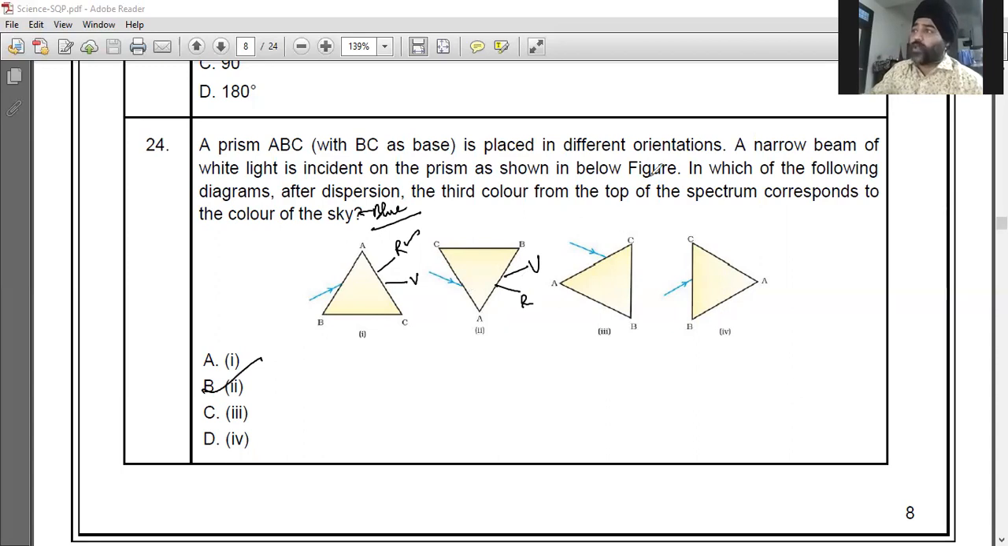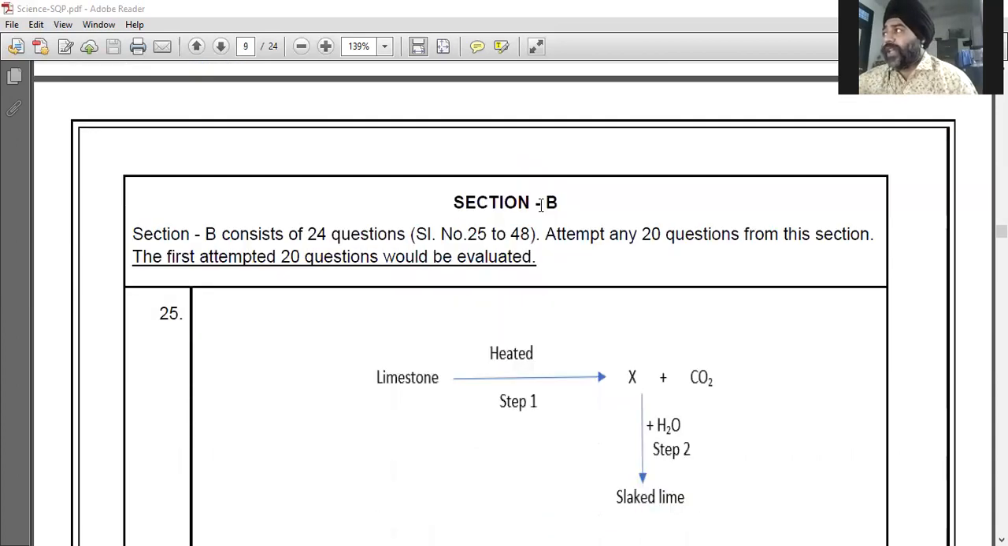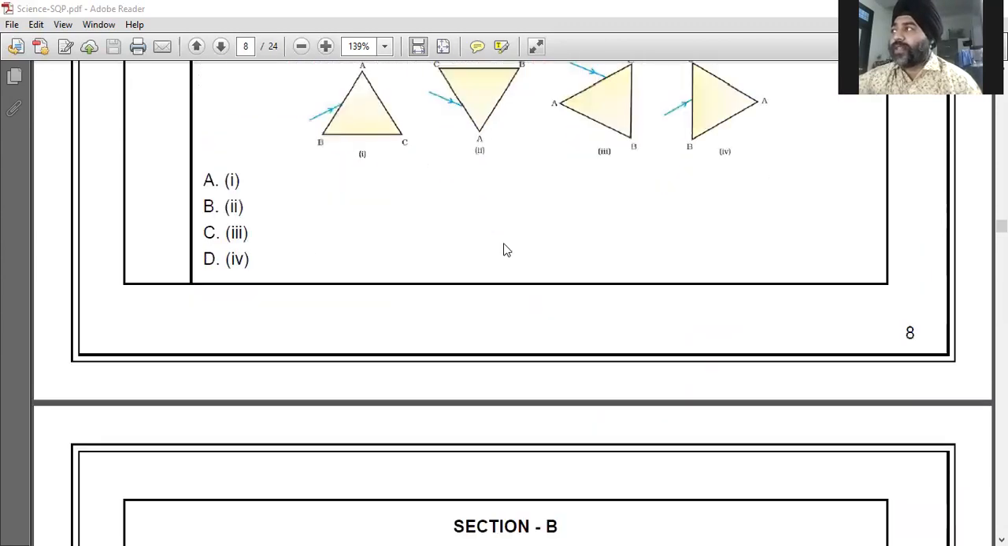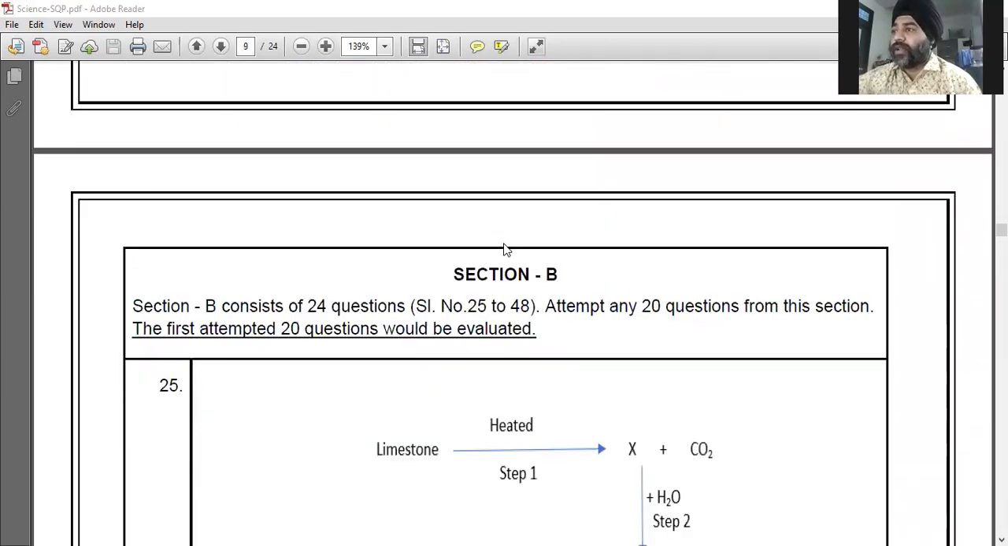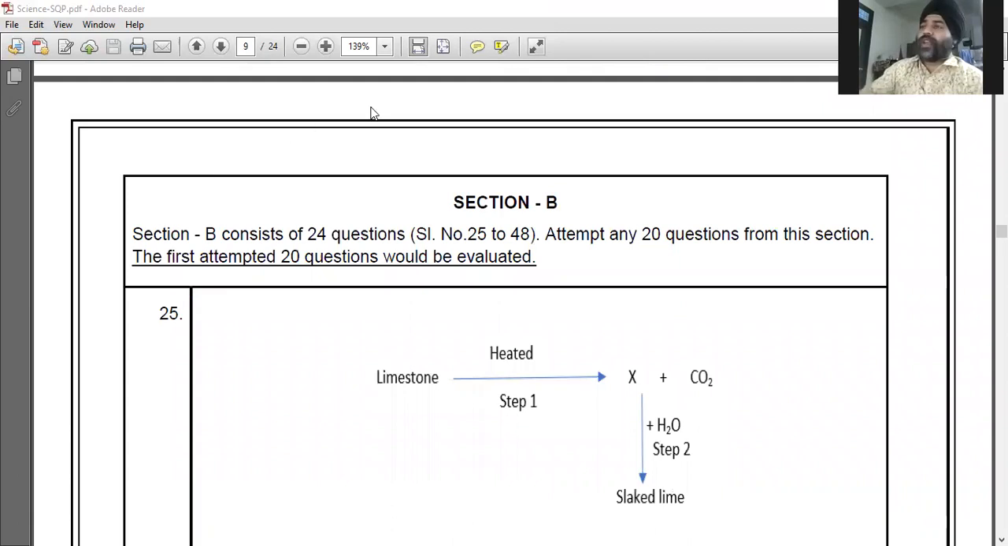So these were the solutions of the questions from section B. We have discussed the solution of section A. Now, in the next video, we'll discuss section B. In that also, out of 24 questions, you have to attempt 20 questions.